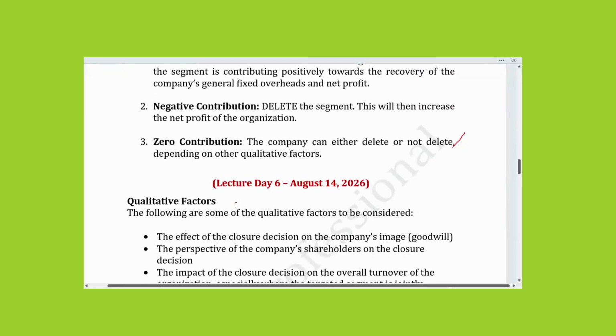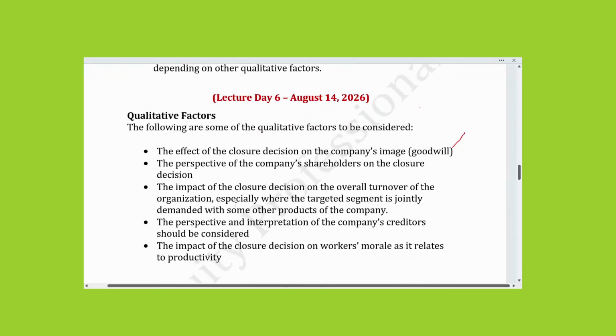All right, so let's talk about the qualitative factors associated with deleting of a segment. So remember, you will recall what I said, that deleting of a segment should be analyzed in two different perspectives. The first one is economic angle, which we have done. That is, just compare the sales value with relevant cost of making the segment, whether it will produce a positive or negative contribution. The second perspective is qualitative factors.